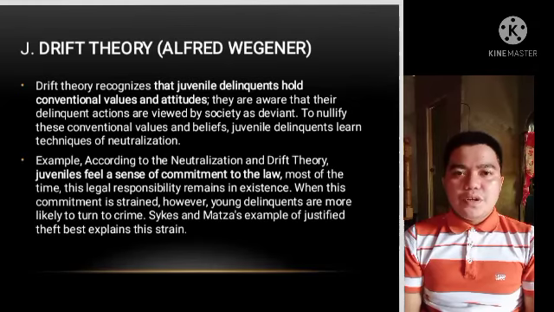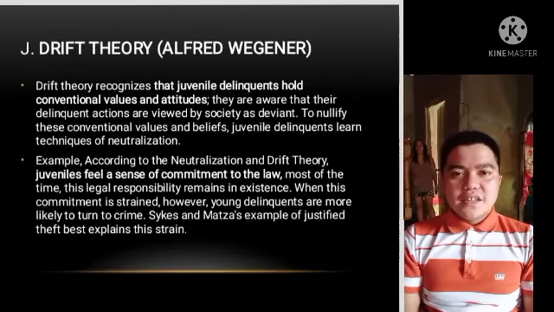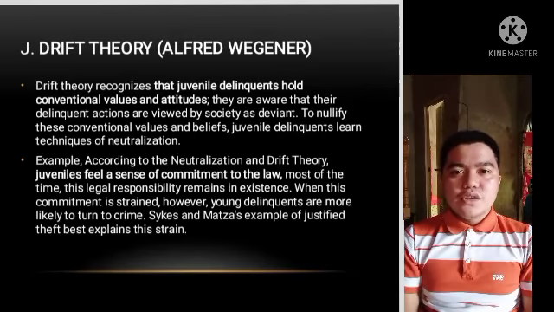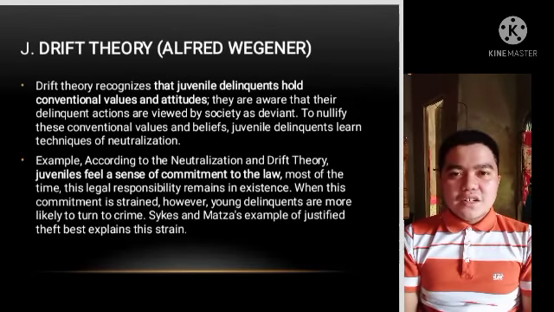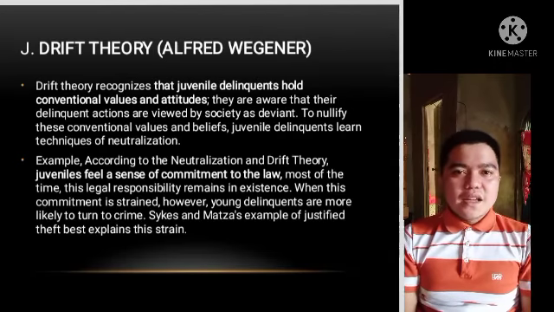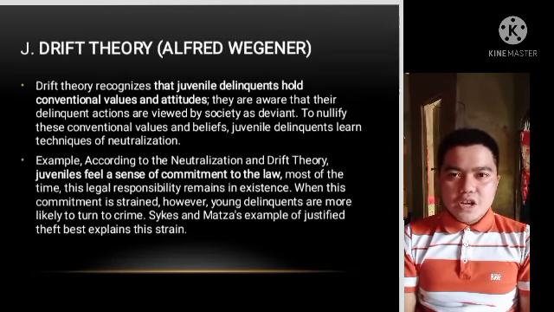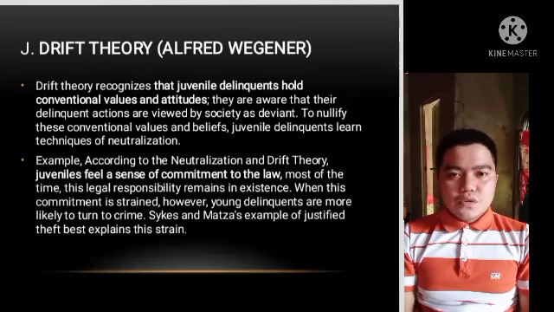Drift theory by David Matza. Drift theory recognizes that juvenile delinquents hold conventional values and attitudes. They are aware that their delinquent actions are viewed by society as deviant. To nullify these conventional values and beliefs, juvenile delinquents learn techniques of neutralization. According to neutralization and drift theory, juveniles feel a sense of commitment to the law most of the time. This legal responsibility remains in existence. When this commitment is strained, however, delinquents are more likely to turn to crime. Sykes and Matza's examples of justification best explain this strain.